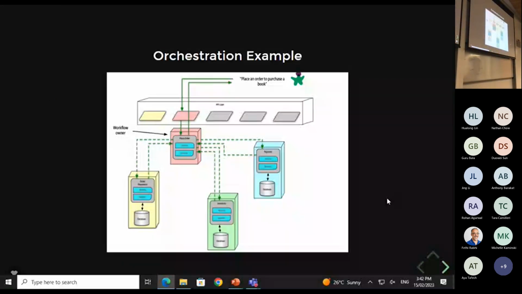Choreography and orchestration. Now here we have a conductor service, which is called place order. The client goes through the API layer and hits the conductor service, and then the conductor does everything. It talks to the order service, talks to inventory, talks to payment, and they don't talk to each other, as you can see. So what are the trade-offs?